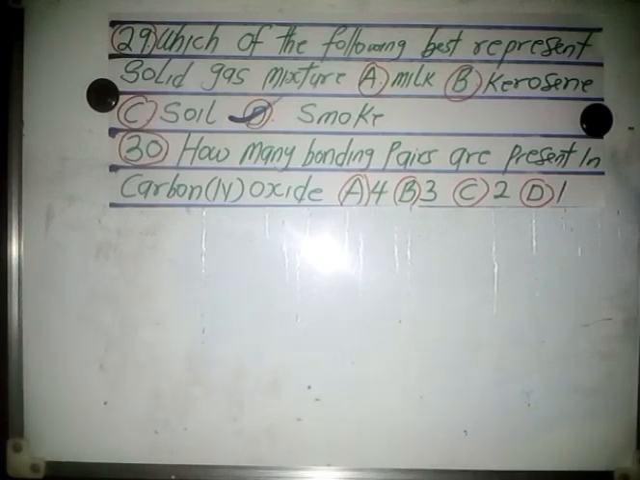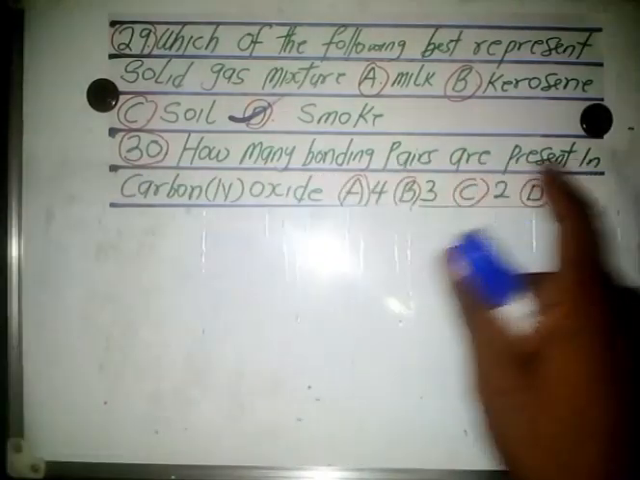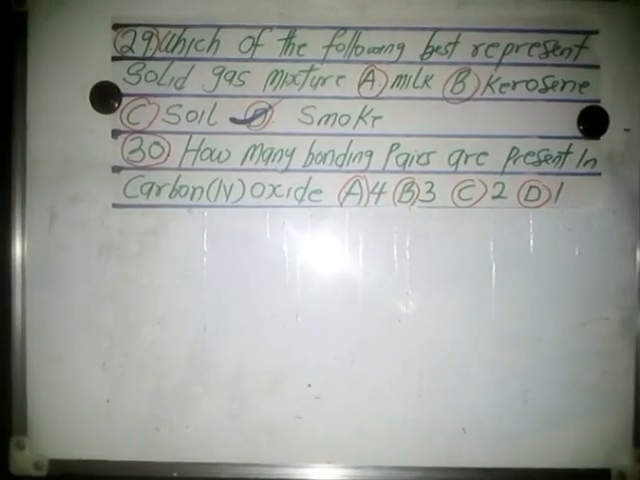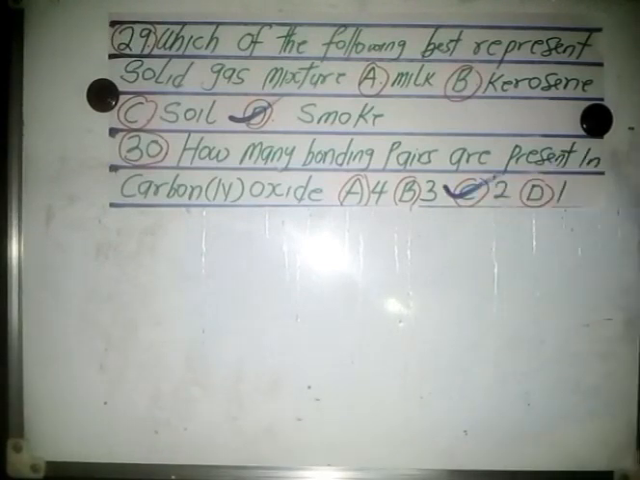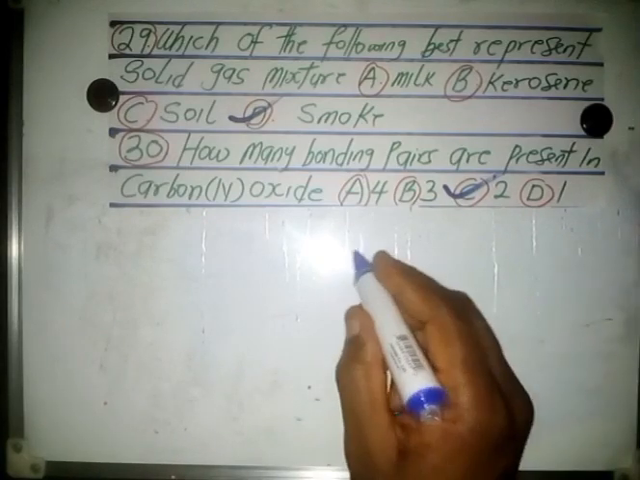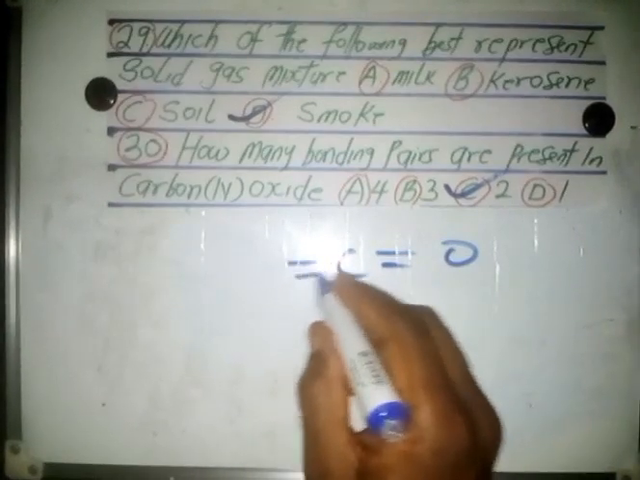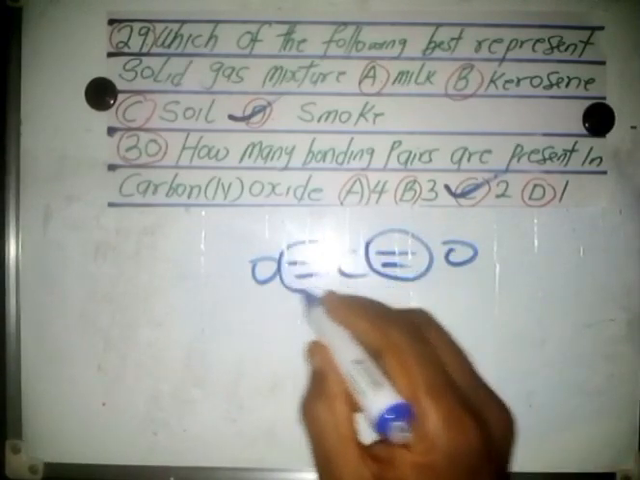Smoke is a mixture of small particulates in air. So it's a perfect example of a solid gas mixture. So number 30, how many bonding pairs are present in carbon(IV) oxide? So this kind of question, your answer is C, 2 bonding pairs. 1, 2.